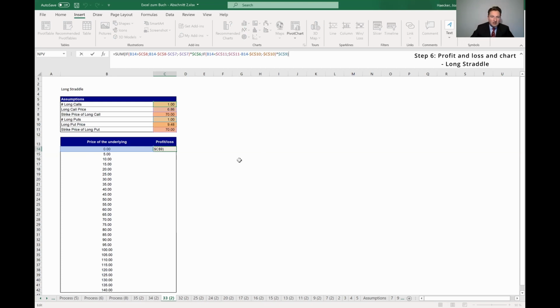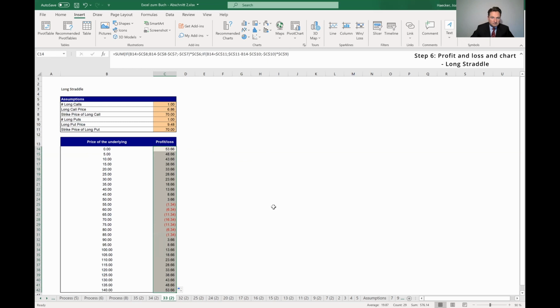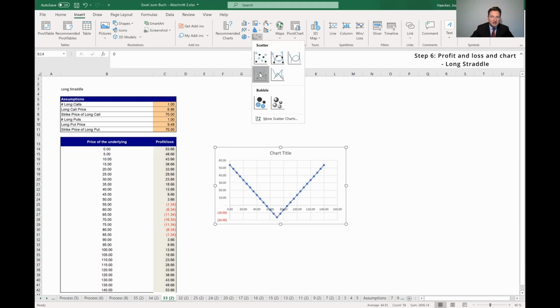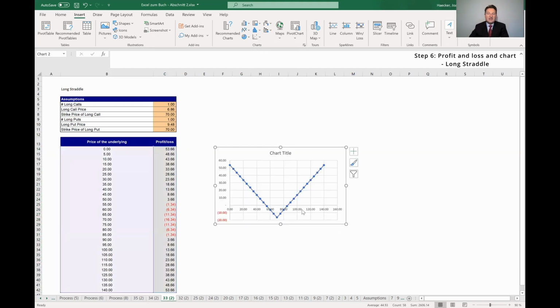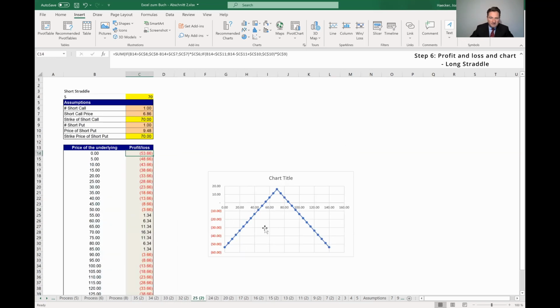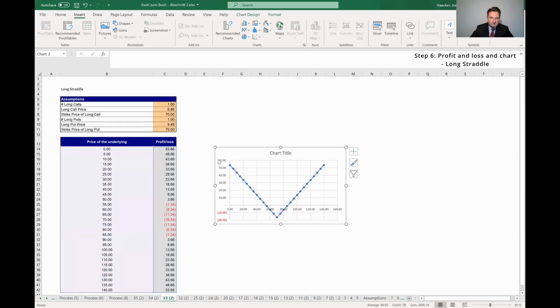And we can now pull down the formula. How does the chart look like? Well, we click on Insert, Chart, Scatter, and you see it's just the other way around compared to the short straddle. Look, here we go.